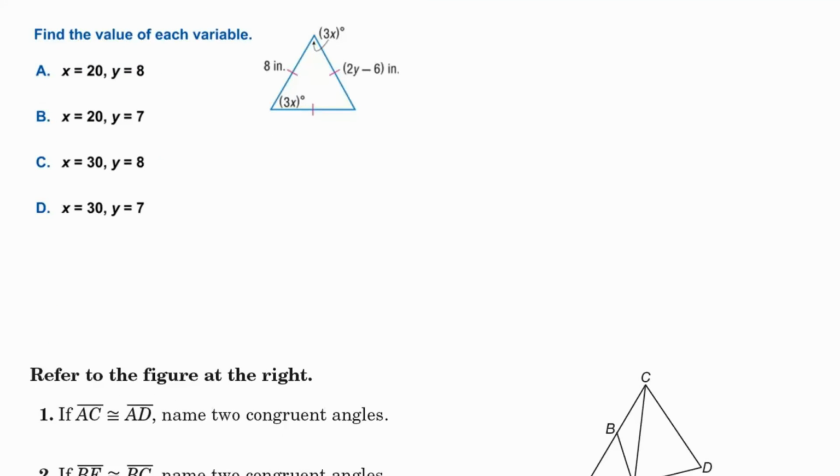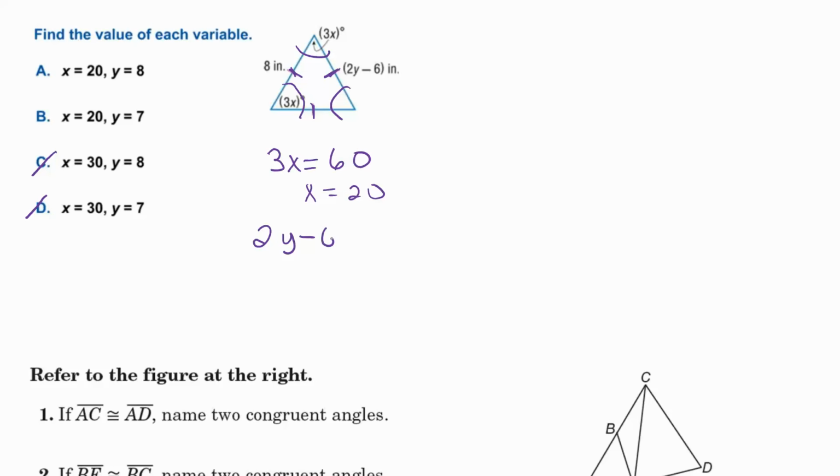In the next problem, again, we're asked to find the value of each variable. This time we're told that it is an equilateral triangle because all three sides are congruent, which makes it equiangular, which makes all three angles equal to each other. So all these angles are equal, which tells us that 3x has to be 60 degrees because each one of the angles is 60 degrees. So x equals 20. So that rules out C and D.